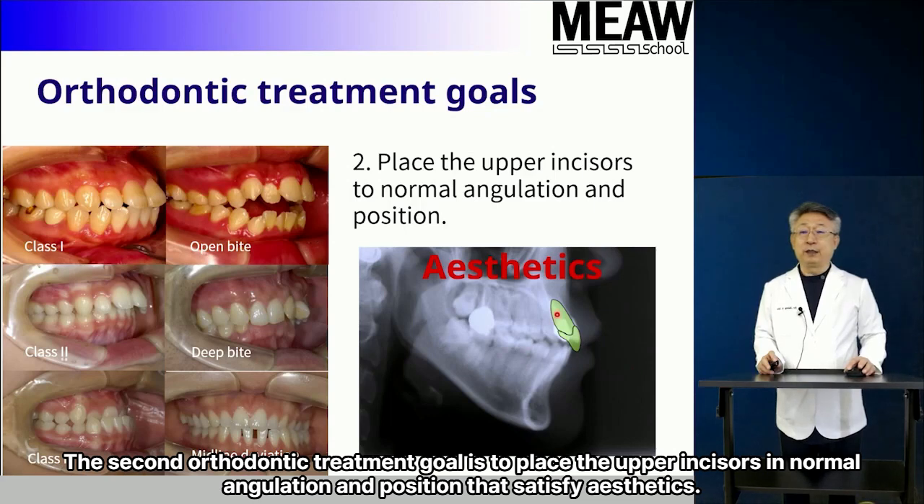The second orthodontic treatment goal is to place the upper incisors in normal angulation and position that satisfy aesthetics.